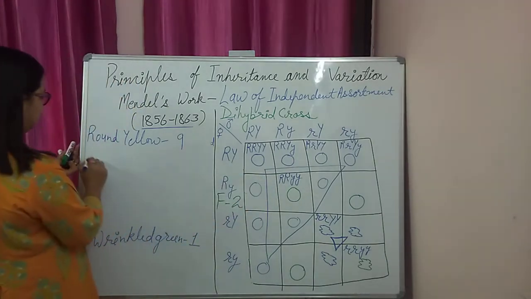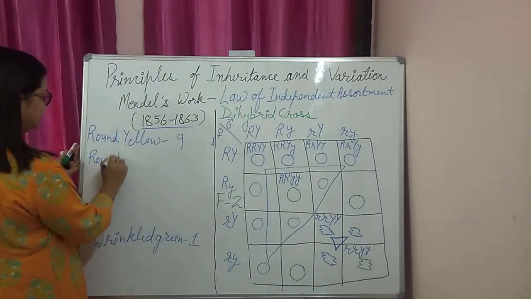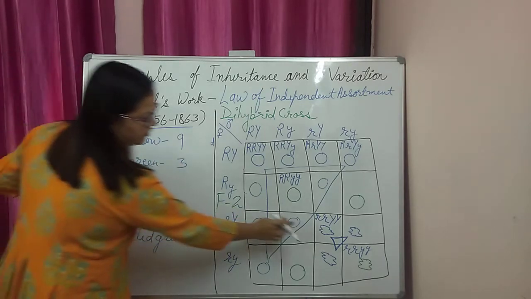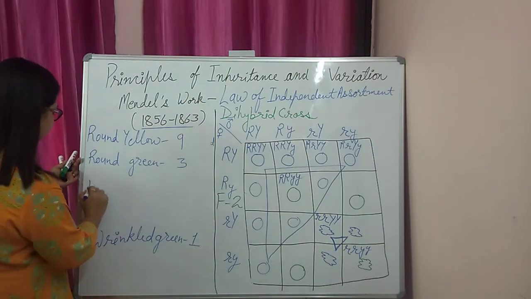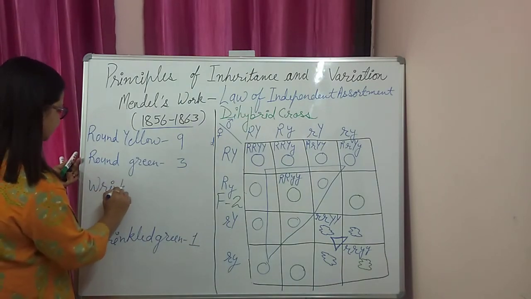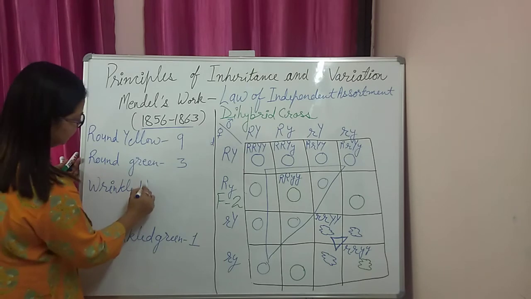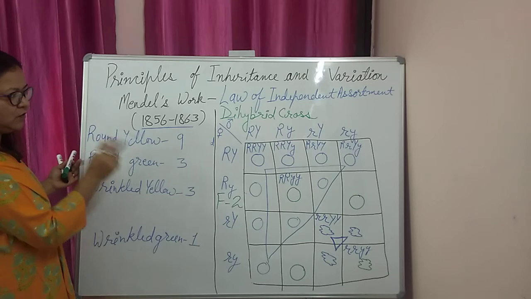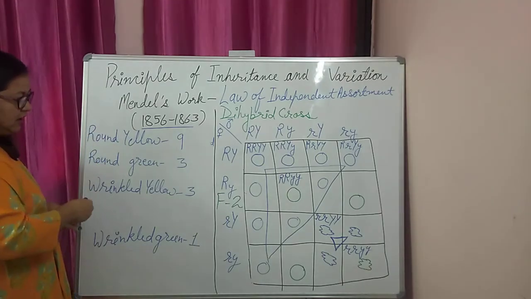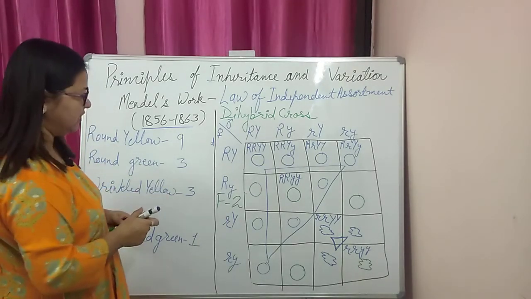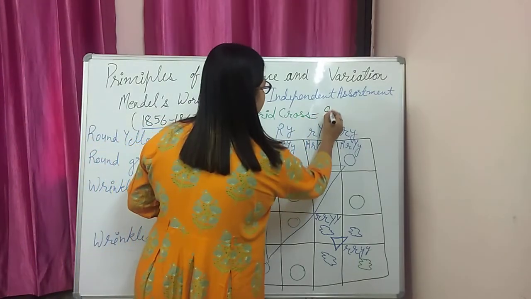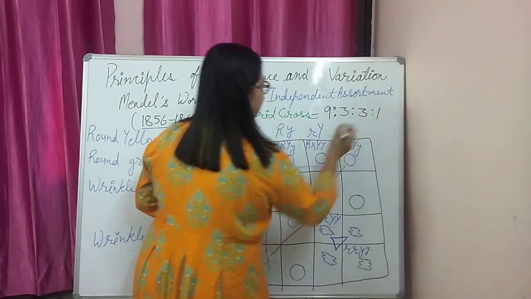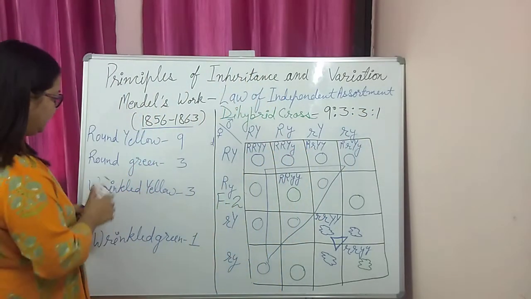This one is round and green, number 3. This one is wrinkled and yellow. This is also 3. So in a dihybrid cross, the F2 phenotypic ratio, you can write, is 9:3:3:1. This is the phenotypic ratio.